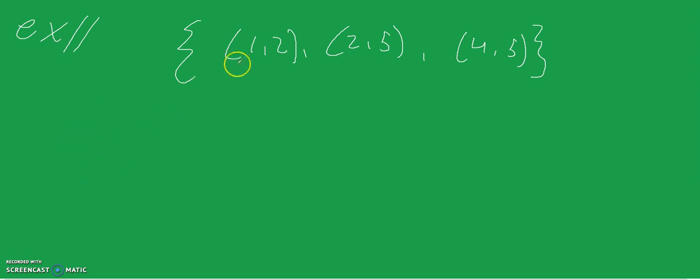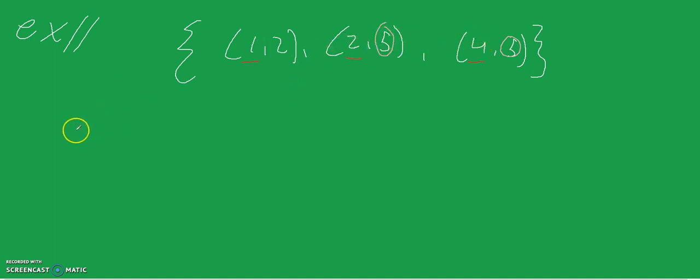assigned to one output. Okay, so if I look at my inputs here, I have a 1, a 2, and a 4. And then I look at the numbers assigned to these inputs, and there's only one of them, right? The 1 is only assigned to 2. The input of 2 is assigned to one output of 5, and the 4 is assigned to one output of 5. Now notice how this 5 is repeated, but that's okay. That doesn't matter in this case. I only care about the inputs being assigned to one output.